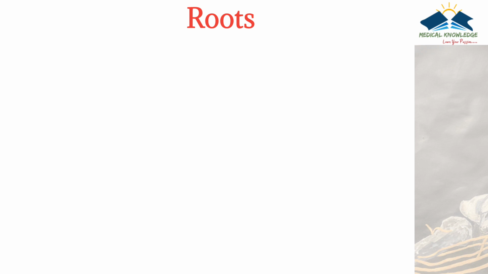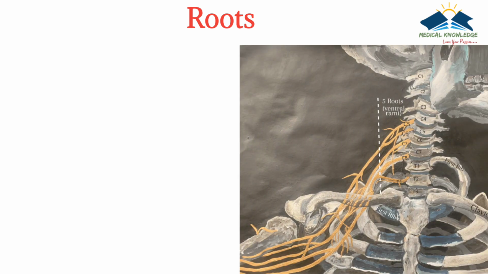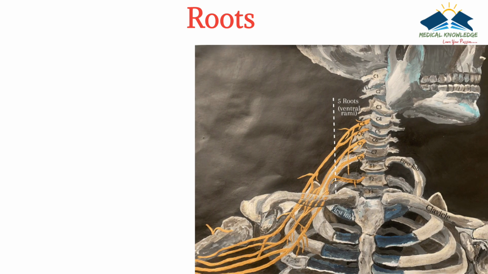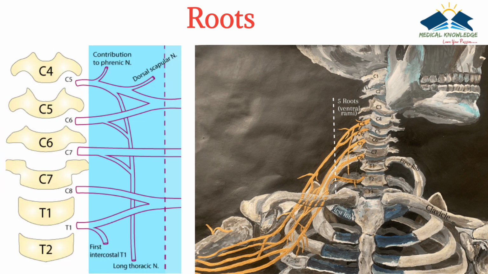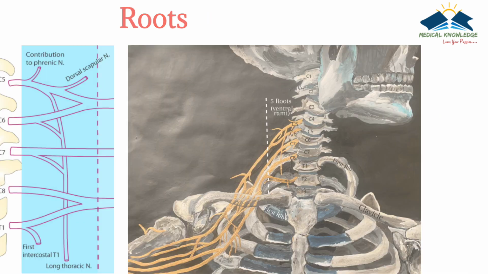The 5 roots are the 5 anterior primary rami of the spinal nerves. The brachial plexus emerges at 5 different levels, C5, C6, C7, C8, and T1. The long thoracic nerve arises from C5, C6, and C7. This nerve innervates the serratus anterior. The dorsal scapular nerve arises from C5, and this nerve innervates the rhomboid muscles.